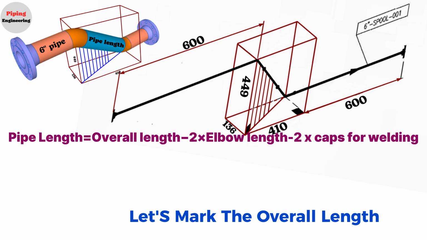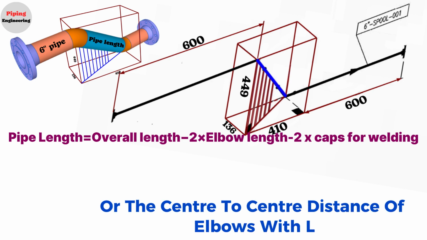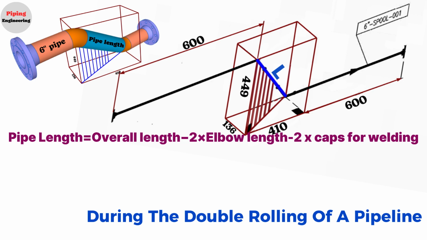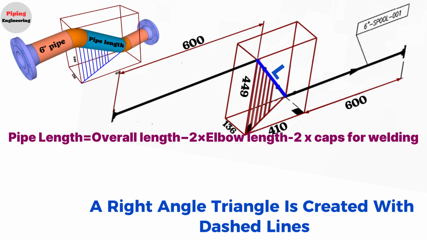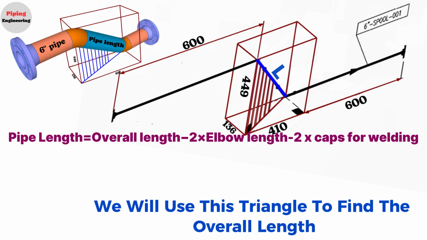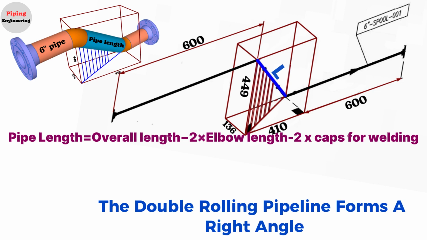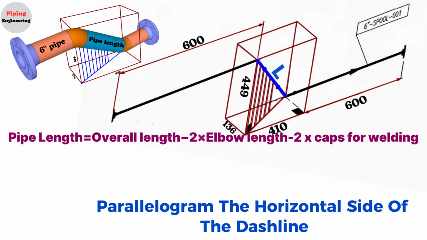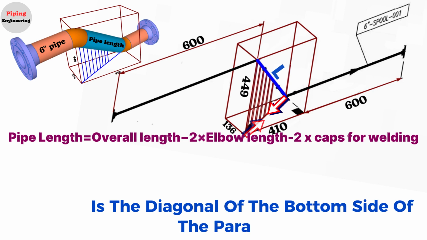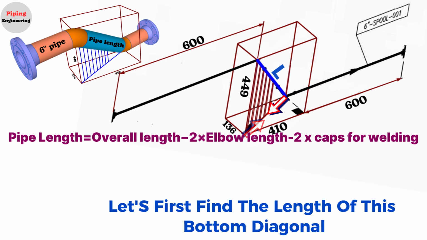Let's mark the overall length, or the center-to-center distance of elbows, with L. During the double rolling of a pipeline, a right angle triangle is created with dashed lines. We will use this triangle to find the overall length. In the previous videos, we explained that the double rolling pipeline forms a right angle parallelogram. The horizontal side of the dashed line right angle triangle is the diagonal of the bottom side of the parallelogram. Let's first find the length of this bottom diagonal.